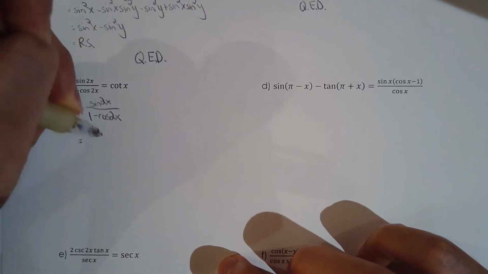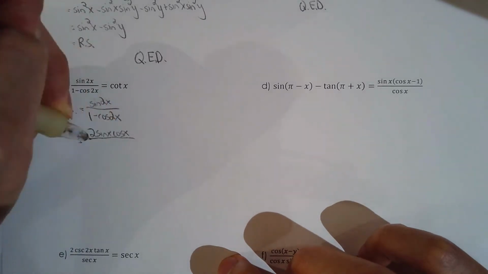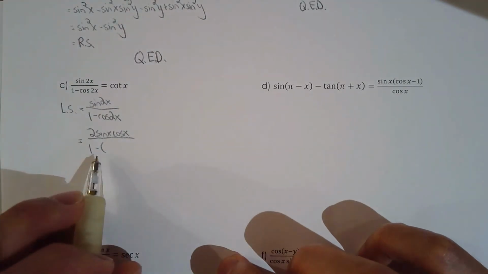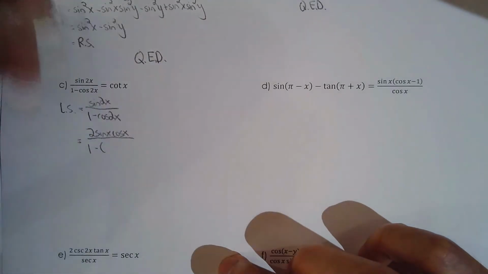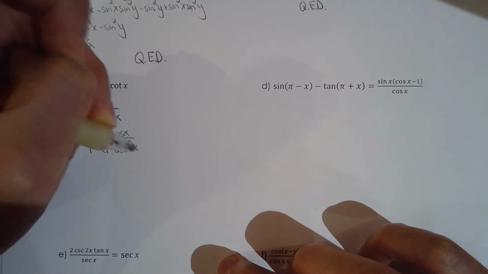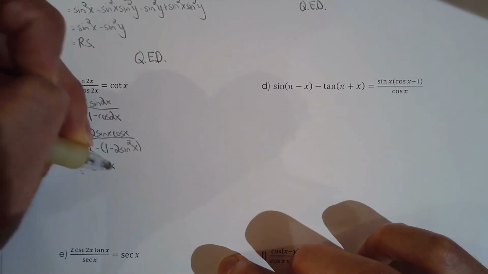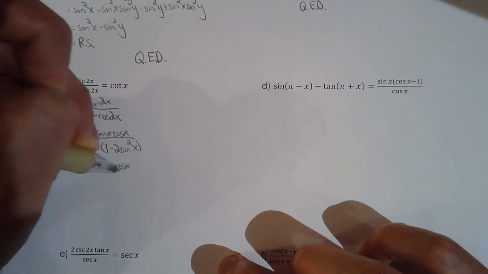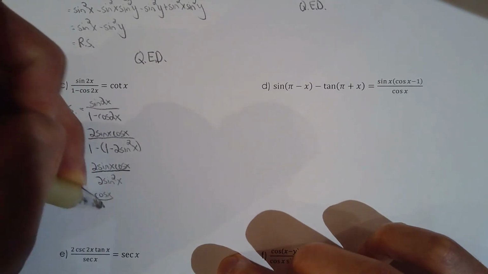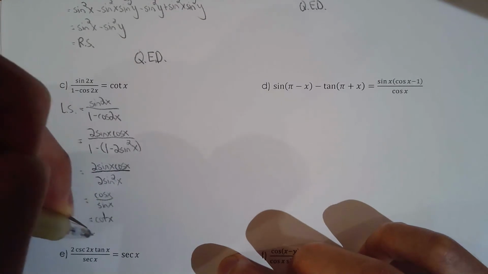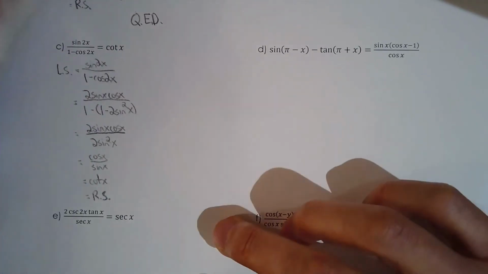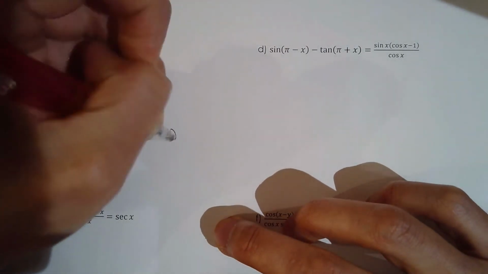Sine 2x, 2 sine x cos x, cos 2x. Now there are 3 versions. I see a 1 over here that I really don't want to see because I want to cancel common factors, and I can't do that with a 1 there. So I'm going to use a 1 minus 2 sine squared x version. Okay. We have an identity.